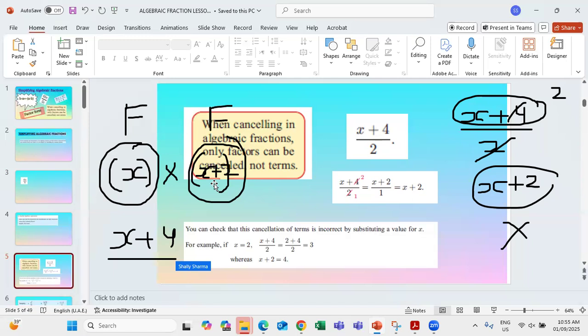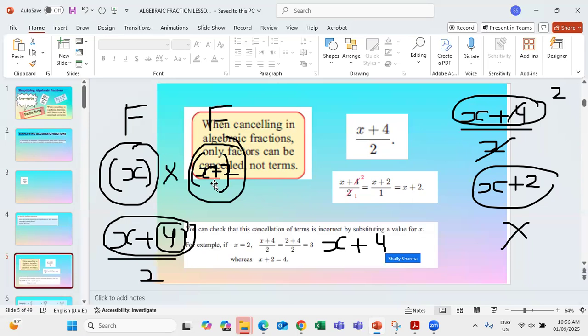So in x plus 4 over 2, we have this one factor, x plus 4. So I cannot just cancel this term 4. This expression x plus 4 is made up of two terms. One is x and another term is 4. And in the denominator I have 2. But I cannot cancel this 2 and 4 because 4 is a term of that whole factor x plus 4.